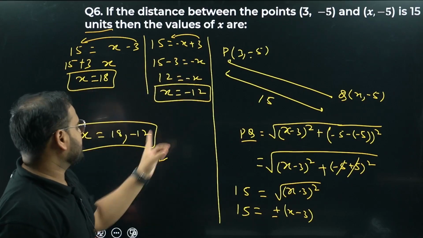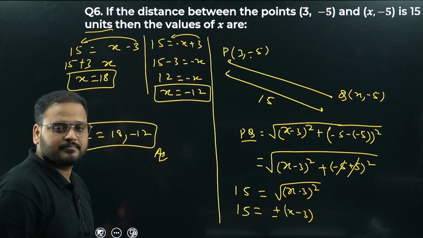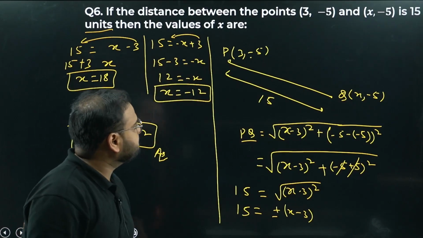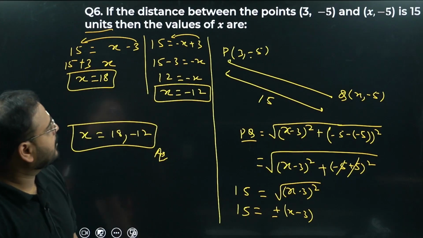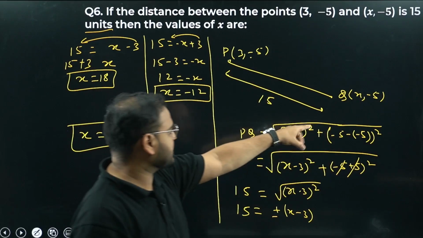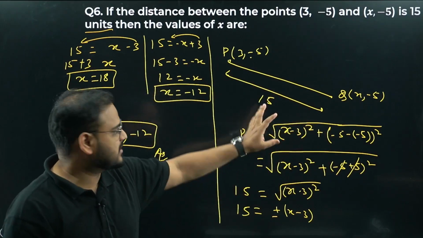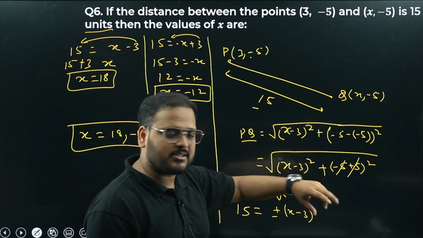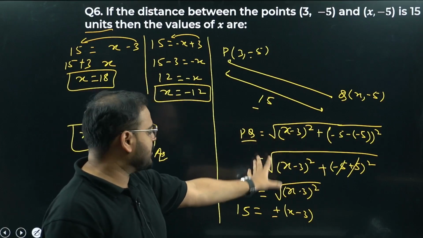Find the values of x. The values of x are 18 and minus 12. Correct? Okay. All right. This is it. So the coordinates of points P and Q were given, x was missing, and the distance between the two points is given as 15 units. I took the points to be P and Q, so PQ is given as 15 units.